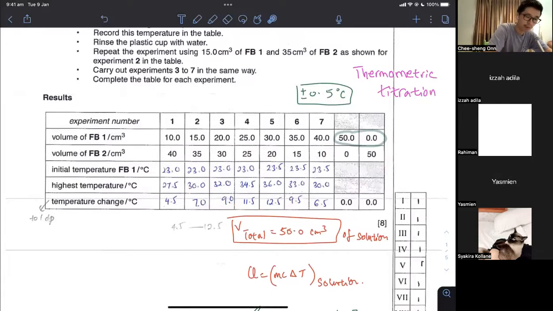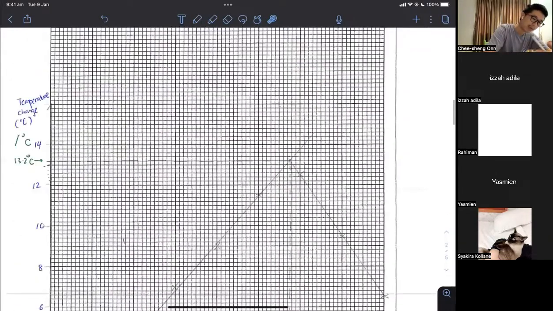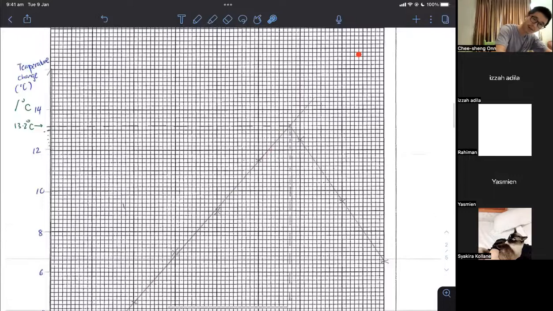Do not try and predict the trend. Instead, do the practical, interpret the result later on. You should know from your theory that this result is supposed to result in an intersection. It's not a continuous straight line graph like this. It's supposed to intersect like this. Where they intersect, that is the endpoint. This is called thermometric titration between an acid and a base. Where they intersect is the endpoint.